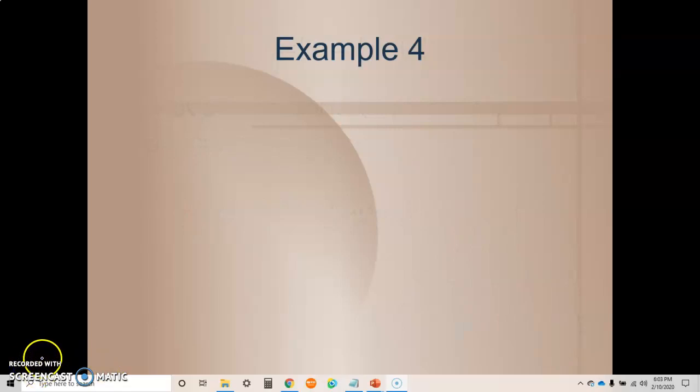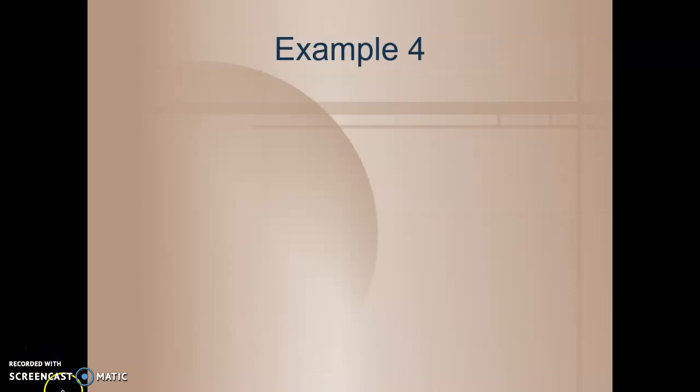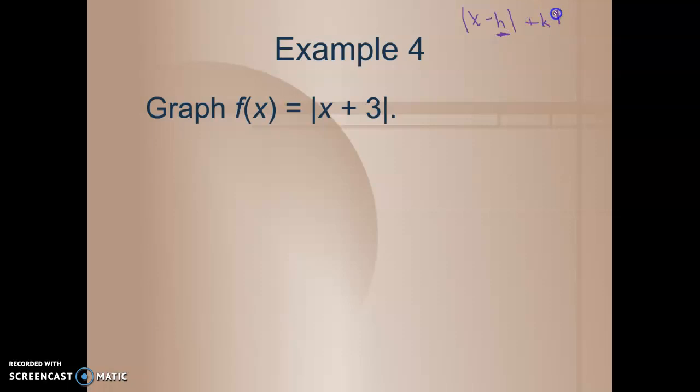All right, so now that we know that h is a horizontal translation and k is a vertical translation, let's go ahead and look at another example. We're going to graph f of x equals absolute value of x plus 3. If you remember, we just said that x minus h, that's our horizontal translation, plus k, that's our vertical translation. And you can see we've got a 3 in here. So this is going to be a horizontal translation. So our graph is going to move 3 units either to the left or to the right.